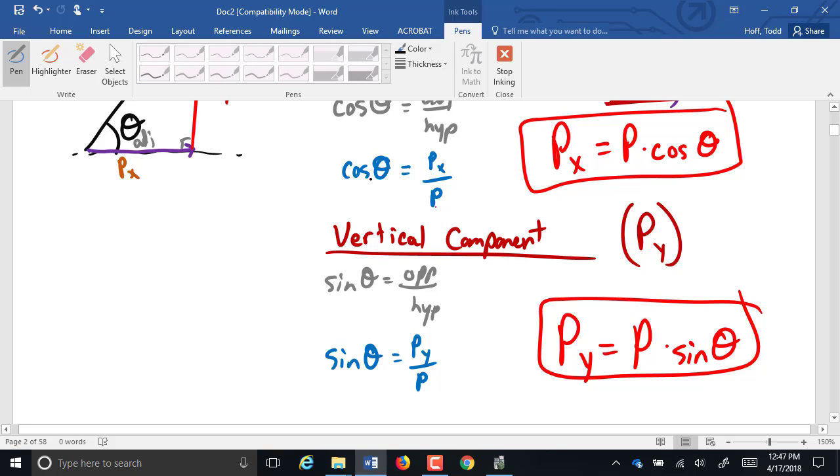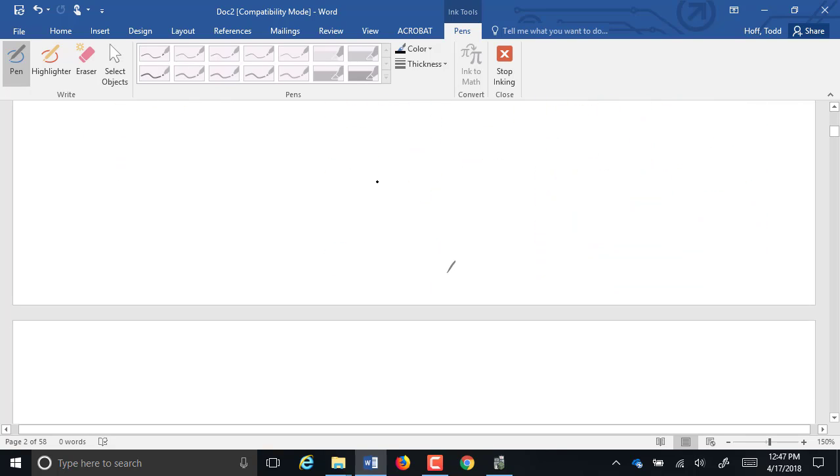So let's look at some vectors. Have you had a second to get that down yet? You ready, Jordan? Okay, let me know when you're ready. You're good? Okay, so let's look at some examples.